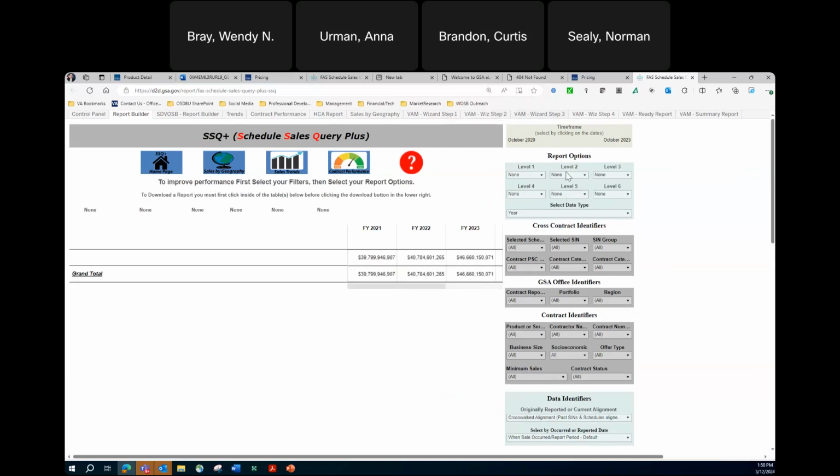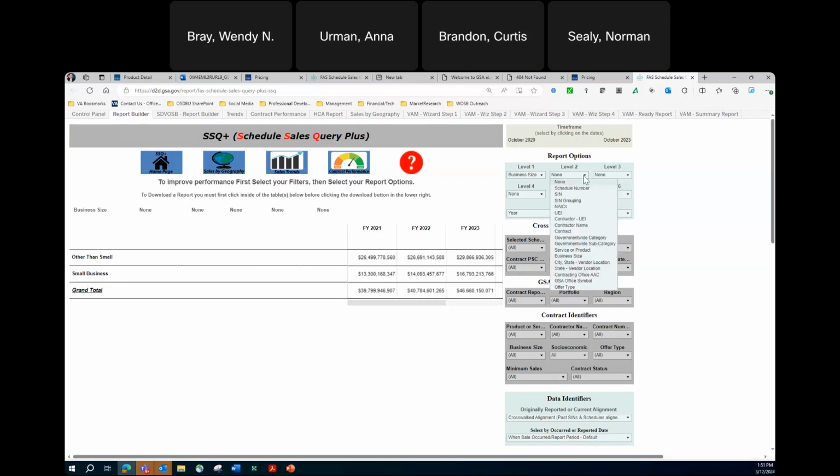So on the right-hand side, there's a couple of places to filter down the data. And you could filter by different types of information. So let's say business size. And as I start filtering, it builds my report. So now I see these are through all the GSA scheduled sales for the last 3 years, everything that was from other than small businesses and from small businesses.